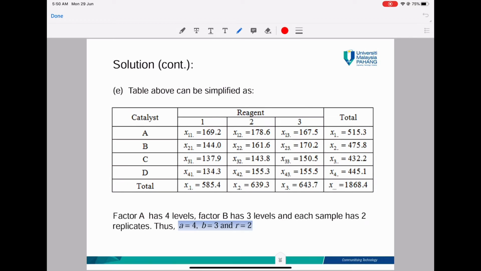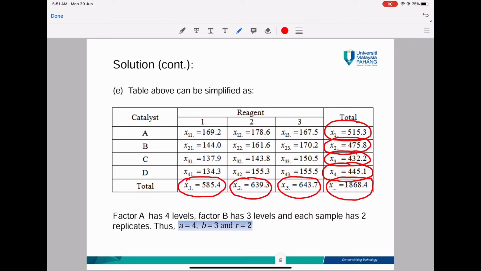To construct the ANOVA table, first we must find the summation for each row and each column. So as you can see, this is the summation for the first row, second row, third row, and the fourth row. And then we also have the summation for the first column, the second column, and the third column. This is the total for all data.